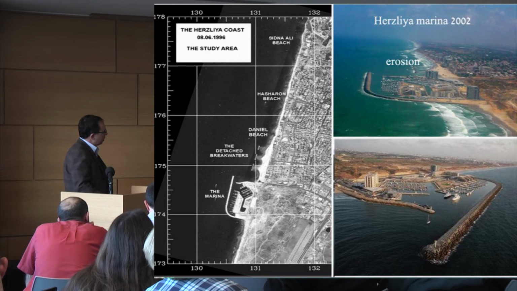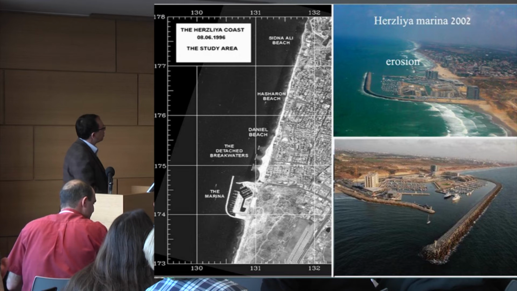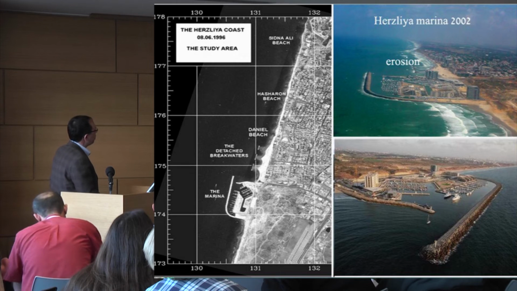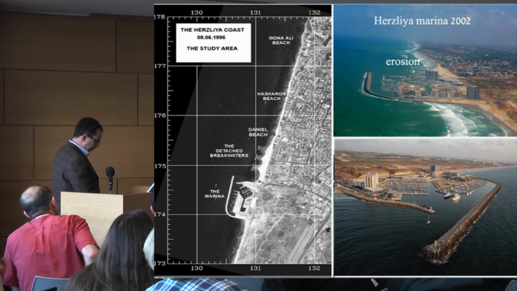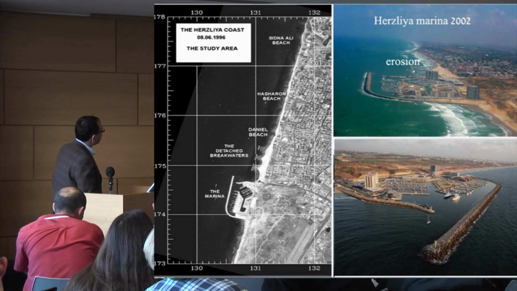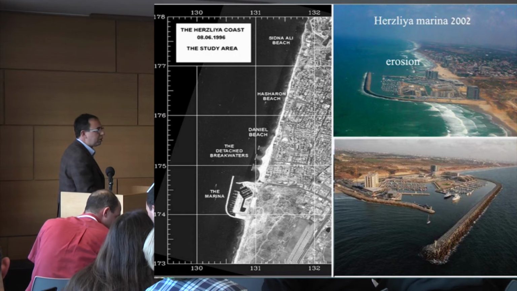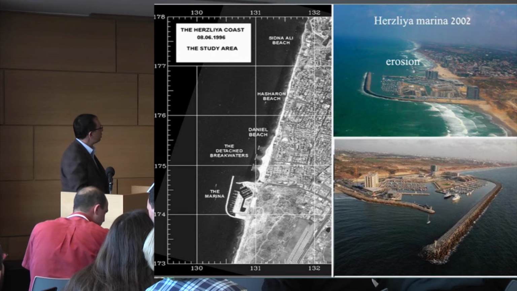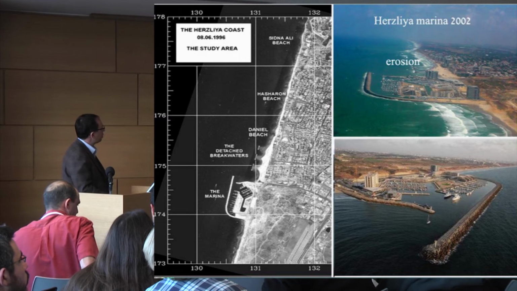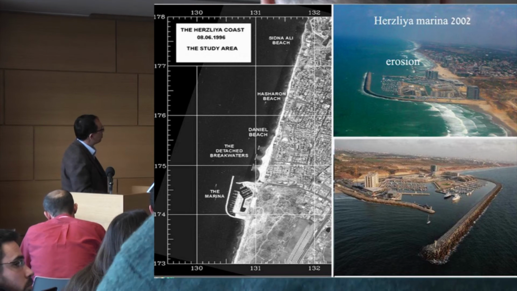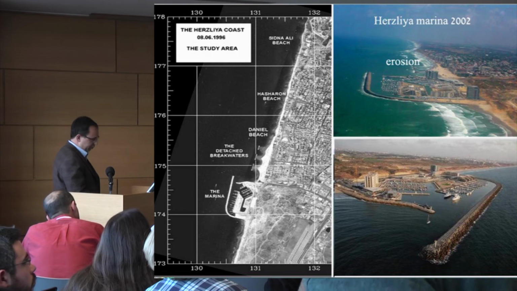The coast of Israel has many marine constructions that were built during the last decades. One of the famous constructions is the marina at Herzliya. It's a modern marina built between the end of 1990 and 1992. And after the marina was constructed, massive erosion developed north of the marina.